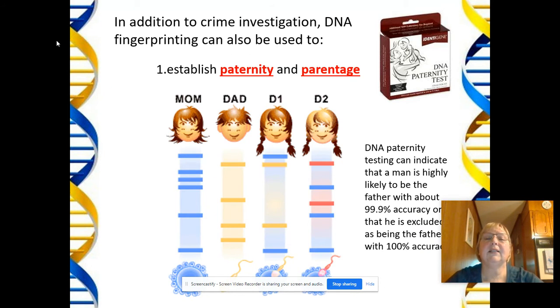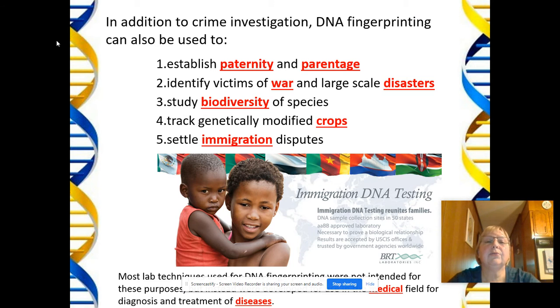In addition to crime investigation, DNA fingerprinting can also be used to establish paternity and parentage. It can indicate that a man is highly likely to be the father with 99.9% accuracy, or that he is excluded, being just that 1%. It can identify victims of war. If you cannot identify them physically, they can take a DNA sample and run it. And it is used in large-scale disasters, and we've seen a lot of those lately.